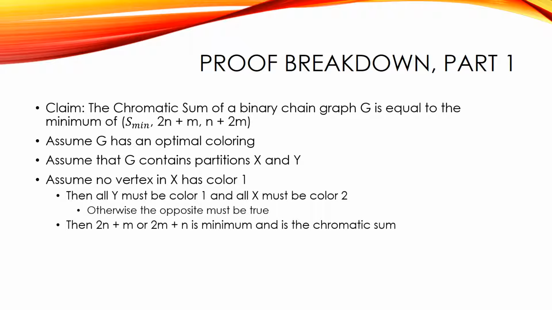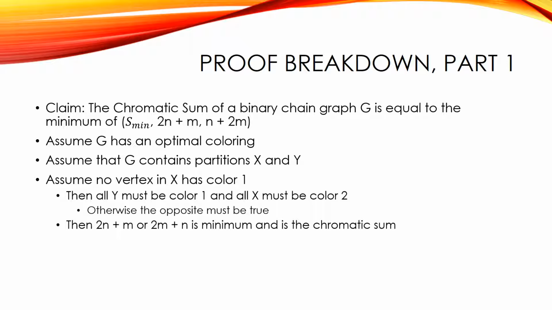So one of the proofs in this paper is a proof of the claim that the chromatic sum of a binary chain graph G is equal to the minimum of one of these three values, either the min S, 2n plus m, or n plus 2m. And again, n is simply the number of x vertices, and m is the number of y vertices. So we're saying that the chromatic sum for a binary chain graph is equal to one of these three. And this is what we're going to set out to prove.